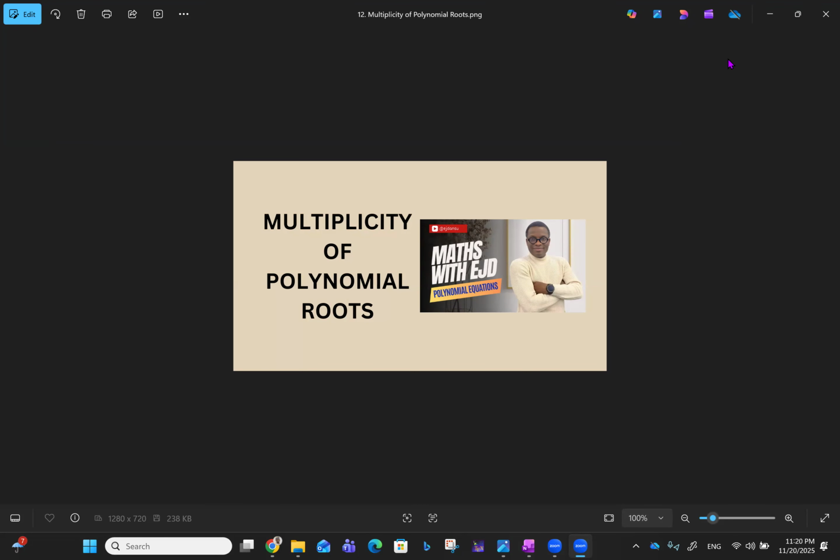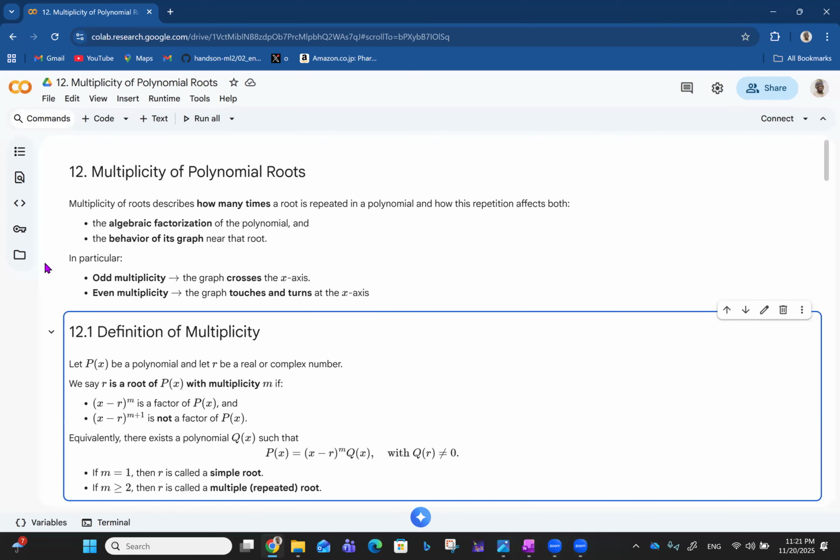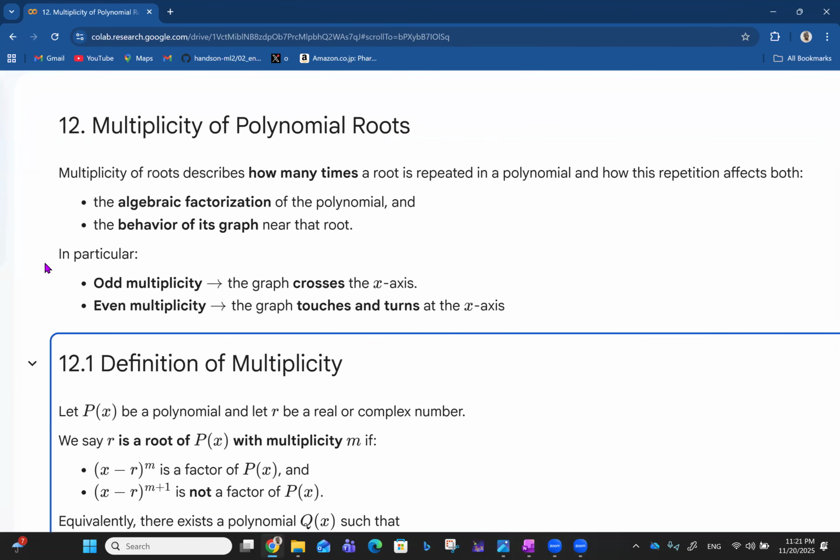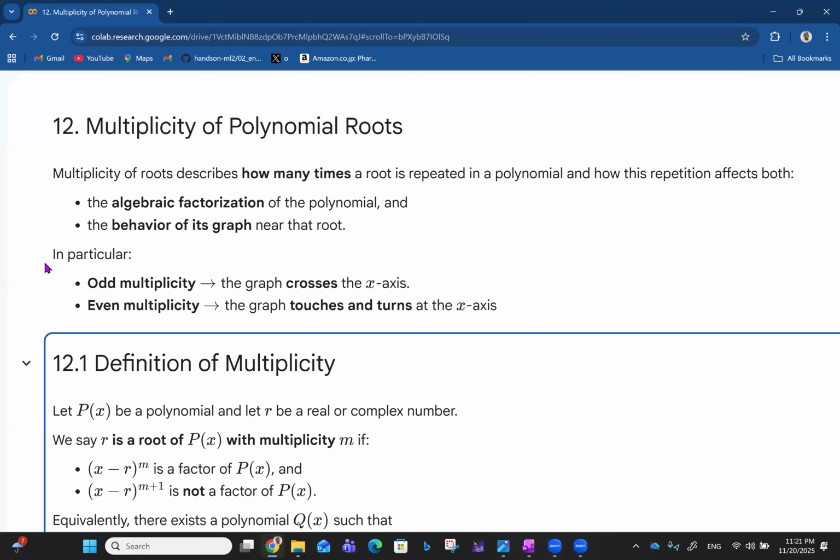In the last video, we talked about roots and zeros of polynomials. And along the line, we got to a point where we talked about multiplicity. And I think it's important that in this video, we go into a bit of depth talking about multiplicity of polynomial roots. We already have some concepts in place based on the last video, but here, let's go deeper. Multiplicity of roots describes how many times a root is repeated in a polynomial and how this repetition affects both the algebraic factorization of the polynomial and the behavior of its graph near that root.